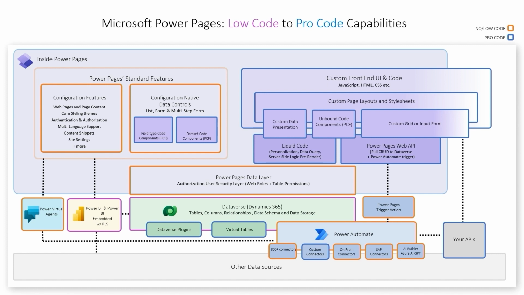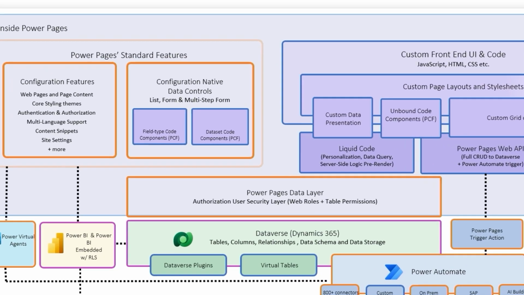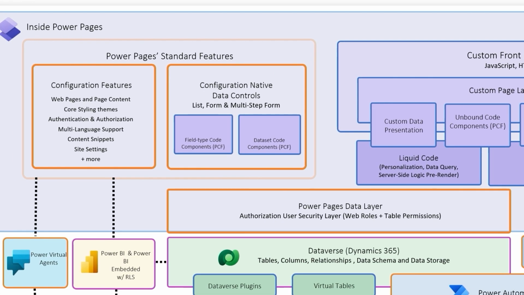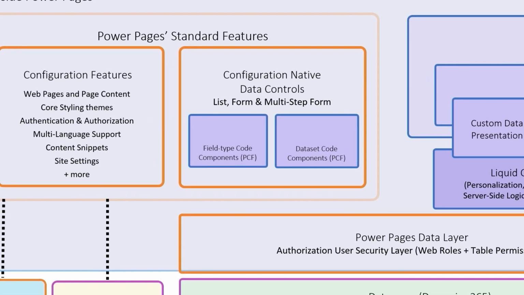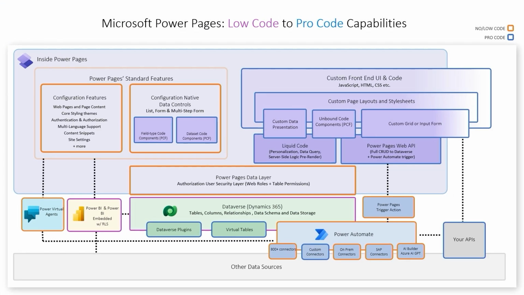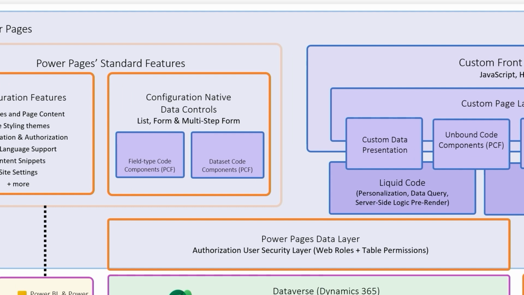In this diagram, I would like to summarize and show you at a glance the options that our makers and developers have when it comes to developing with Power Pages. First of all, let's look at some of the low-code, no-code options where you can get started quickly creating a site, creating the content for your web pages, creating and managing your web pages, the sitemap, choosing your core styling themes, configuring your authentication and authorization, multilingual support, content snippets, site settings, etc. Also, you can quickly configure forms and lists over data, and Power Pages does support multi-step forms as well.